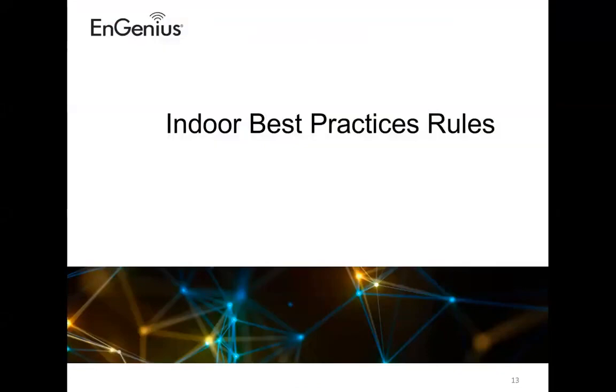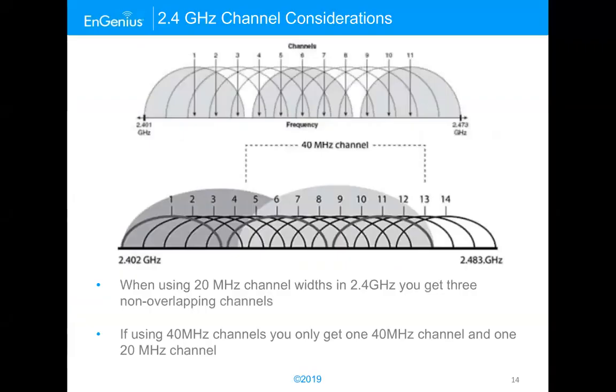So let's go over some of the indoor best practices rules. Before we go over this, we have to talk about some basic things, such as why using 20 megahertz channels in 2.4 is ideal over 40 megahertz channels. As you can see at the top, if I use 20 megahertz channels, I have 3 non-overlapping channels: 1, 6, and 11. If I choose a 40 megahertz channel in 2.4 gigahertz, I really only have 2 channels to choose from as opposed to 3.